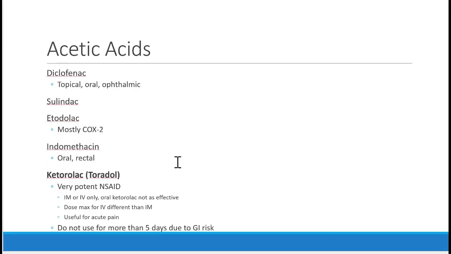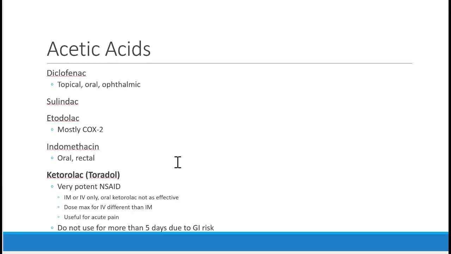So in the short-term acute phase of pain, especially maybe post-labor and delivery, ketorolac is probably a good drug to give somebody. And a lot of times what I'll see is our OB patients will be on maybe a short course of ketorolac, and then they're switched to oral ibuprofen.